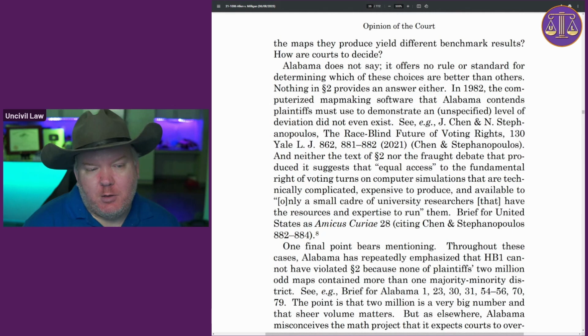In 1982, the computer map-making software that Alabama contends plaintiffs must use to demonstrate the level of deviation did not even exist. And neither Section 2 of the relevant law nor the fraught debate that produced it suggests equal access to the fundamental right of voting turns on computer simulations that are technologically complicated, expensive to produce, and available only to a small cadre of university researchers that have the resources and expertise to run them. Ouch.